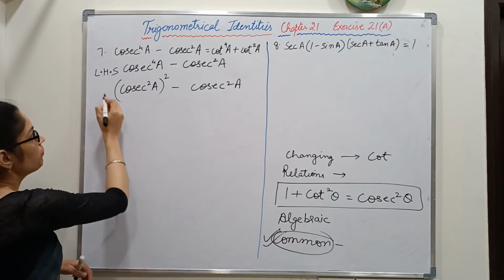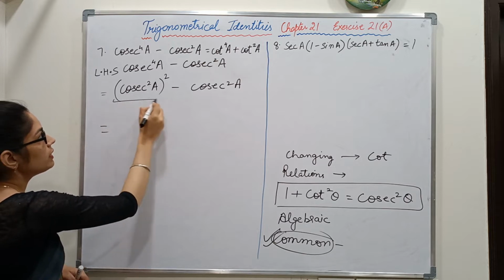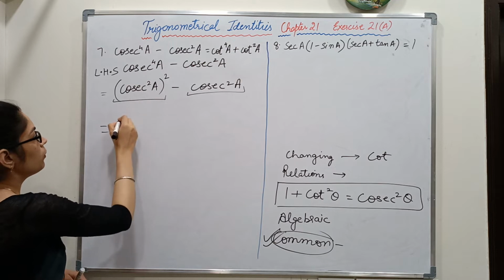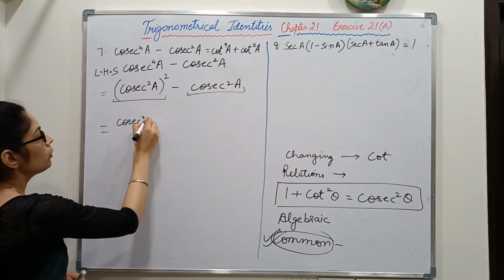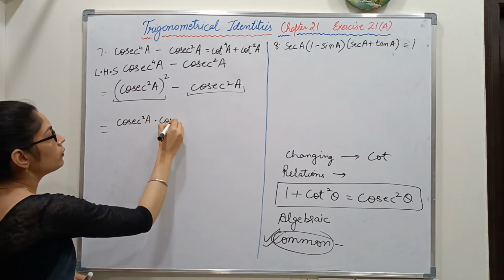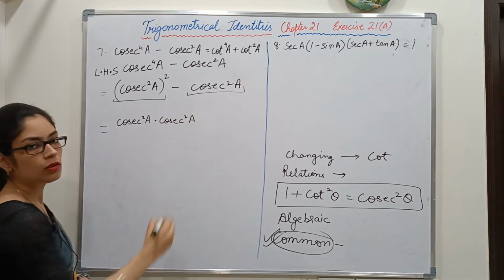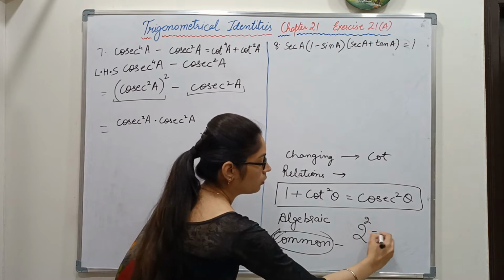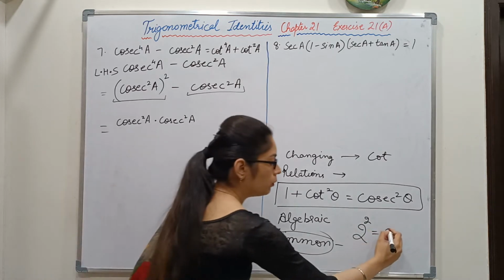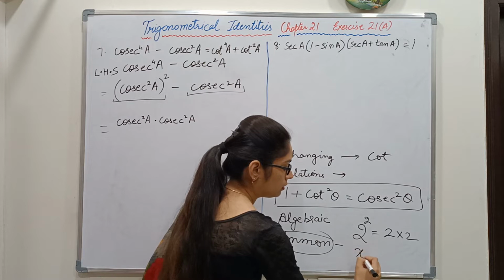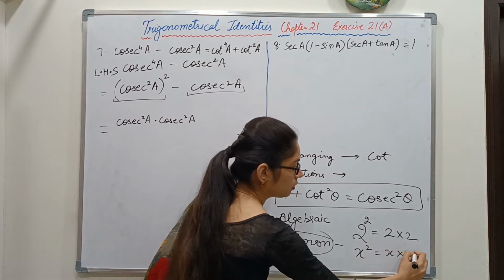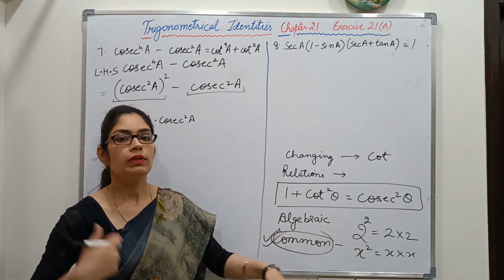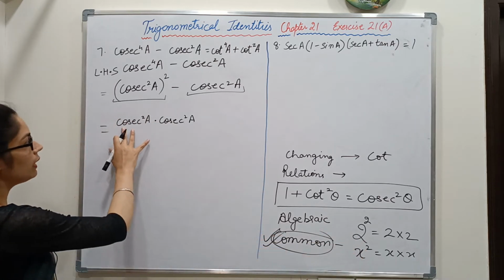Now we can see this cosecant square A is present in both. This is actually cosecant square A into cosecant square A. This is the only meaning of square power. What is 2 to the power 2? 2 into 2. X square means what? X into x. Power 2 means multiplication of the number with itself. So that's what I have written.